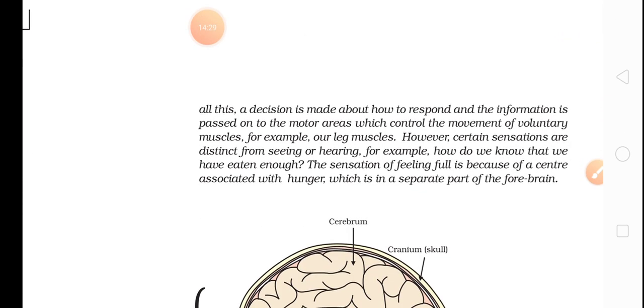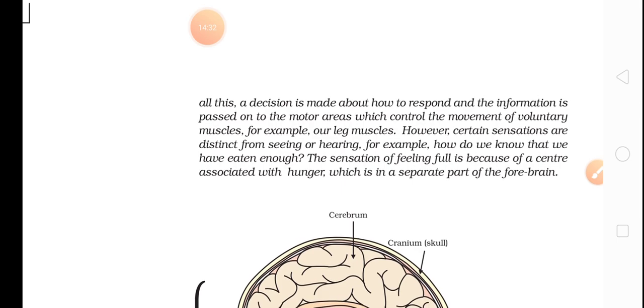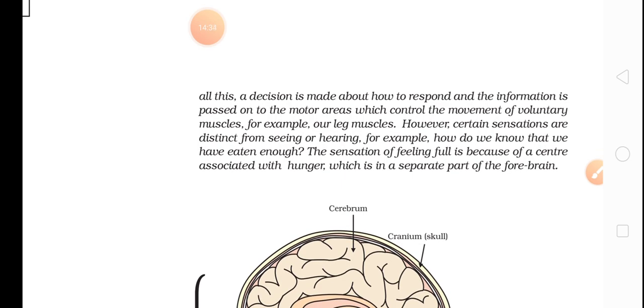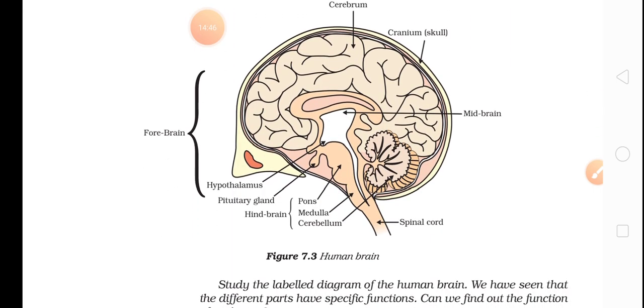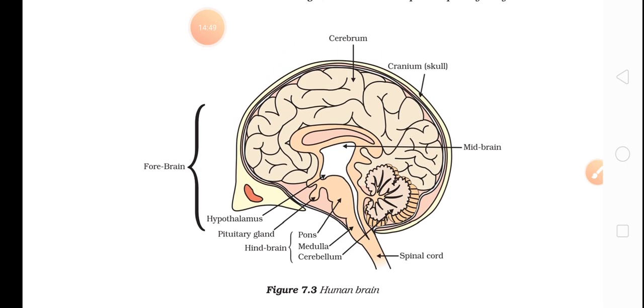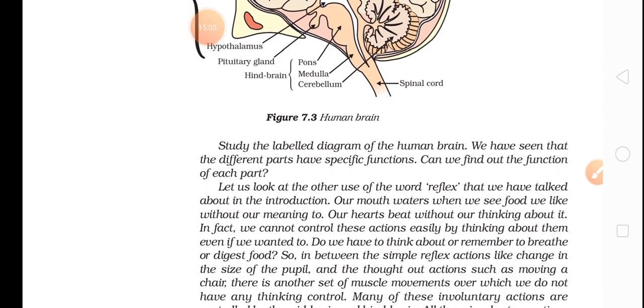Based on all this, a decision is made about how to respond, and the information is passed on to the motor areas which control the movement of voluntary muscles, for example, leg muscles. This I have explained. So I think the diagram is now clear to you. Practice this diagram 5 to 6 times and follow this diagram. This is a very important diagram.